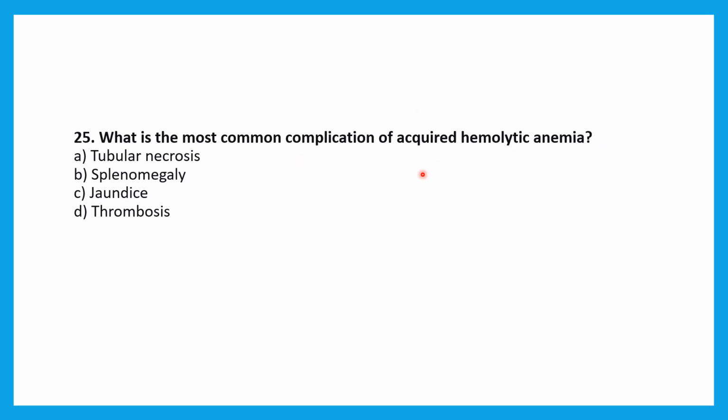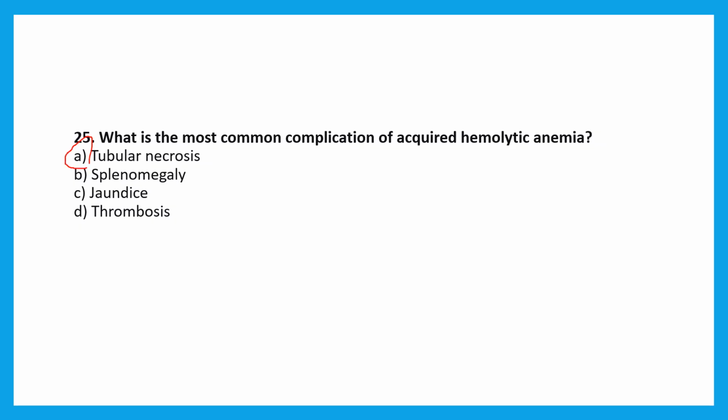Okay, so there is accumulation of hemoglobin molecules from the intravascular hemolysis, which can actually lead to the obstruction of the renal tubules, and also not only that, it can also lead to acute tubular necrosis, which is actually a serious and common complication. So we pick A to be the most common complication of acquired hemolytic anemia. So we pick A here to be the best choice.